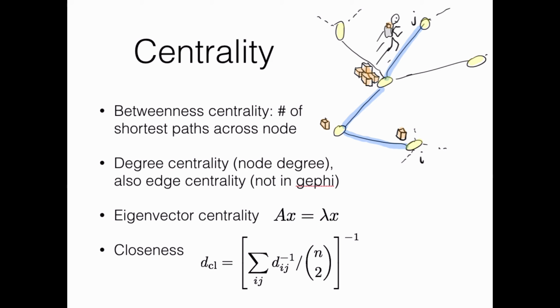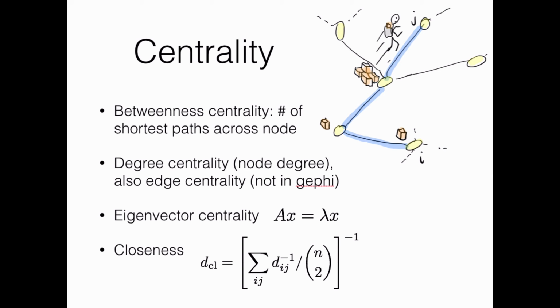To find the eigenvector centrality, you go ahead and compute the eigenvector decomposition. Here you'll select the largest eigenvalue, lambda, and for each node, the entry in that corresponding eigenvector, x, is going to be the eigenvector centrality of that node.